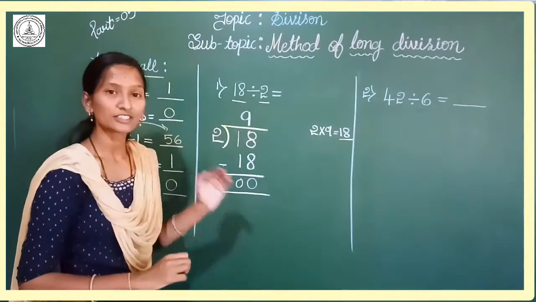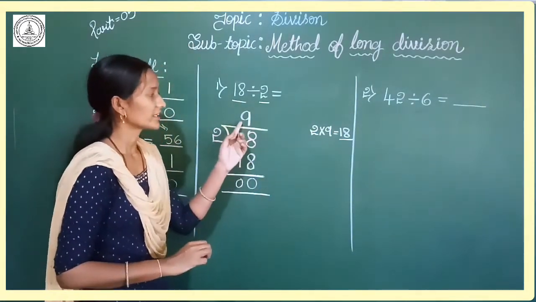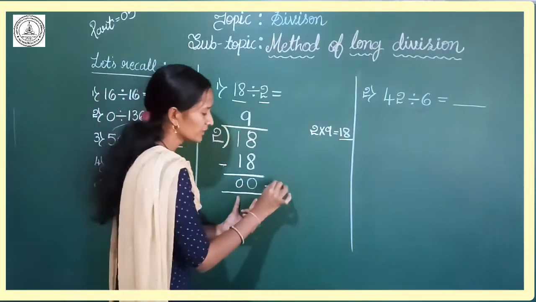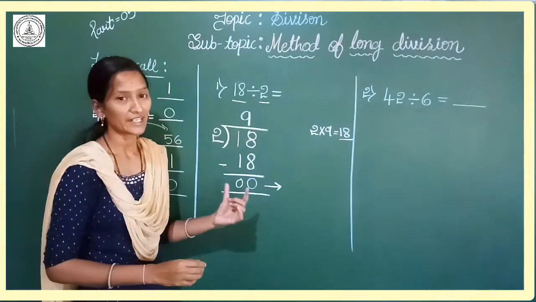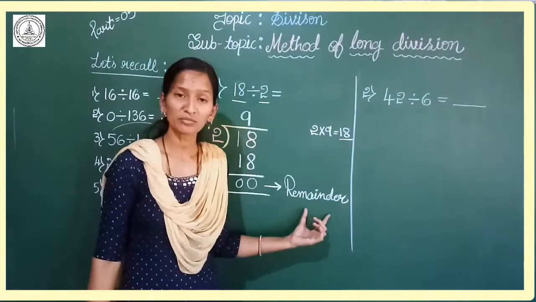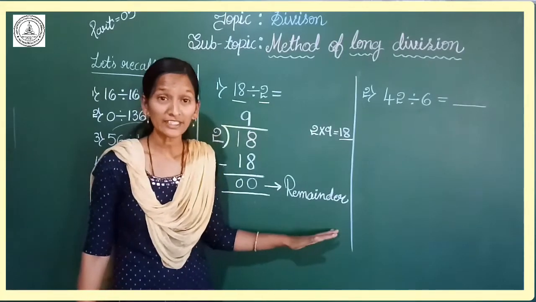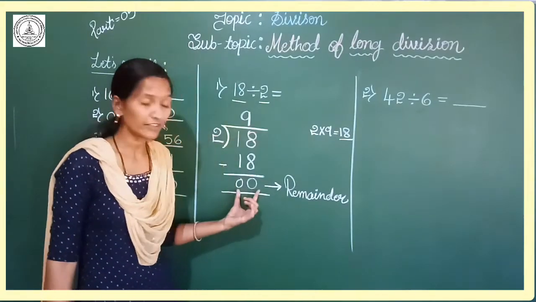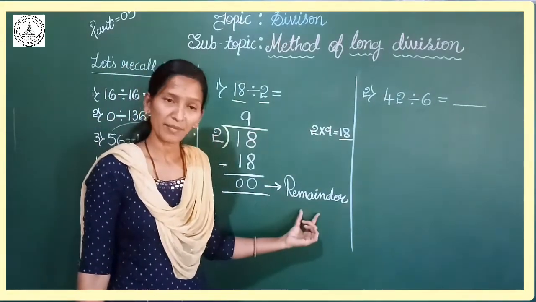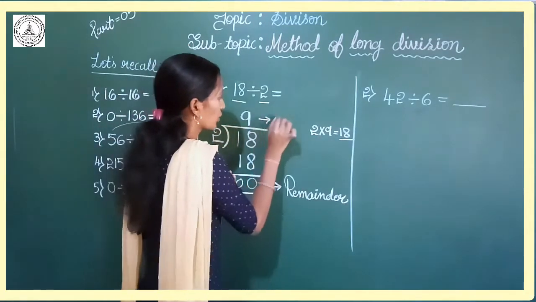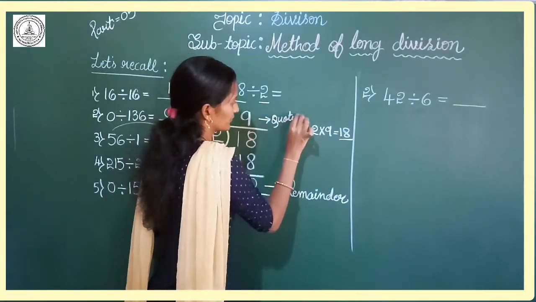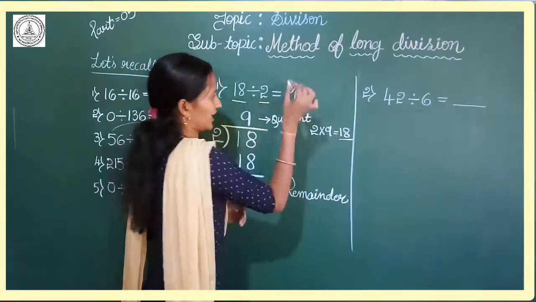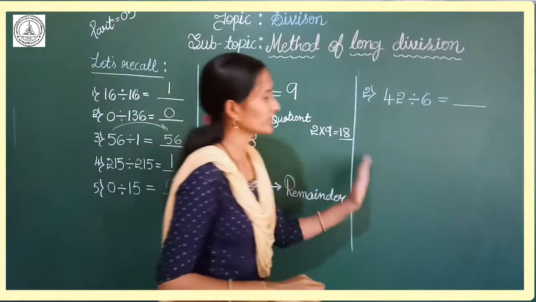So my dear one, which is the answer here? Here the number 9 is the answer, right? So what is this 0 called? This 0 is called a remainder. So students, so what is this remainder? So in mathematics, the remainder means what is left over after division. So after division, we left 0 here. So this is called a remainder. And this 9 is called quotient. Quotient means it is the answer. So write down here 9. Right?